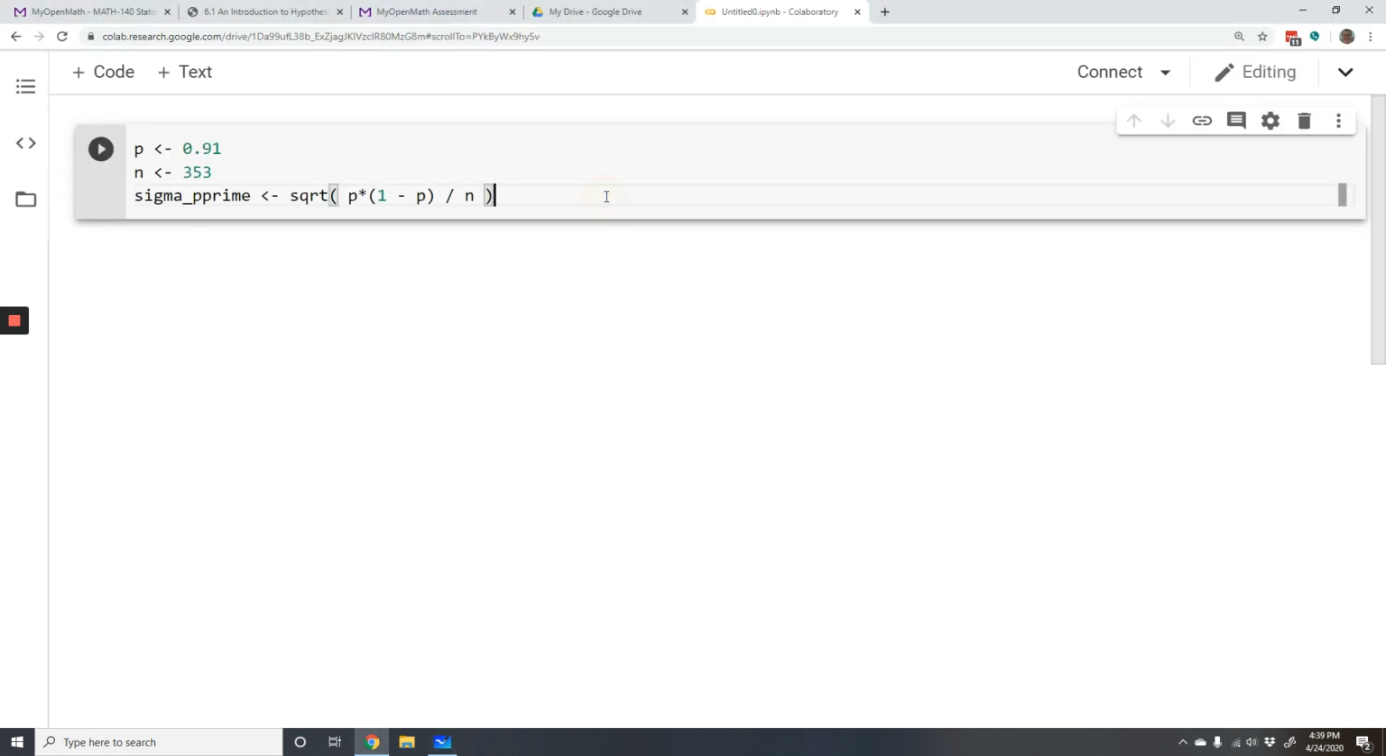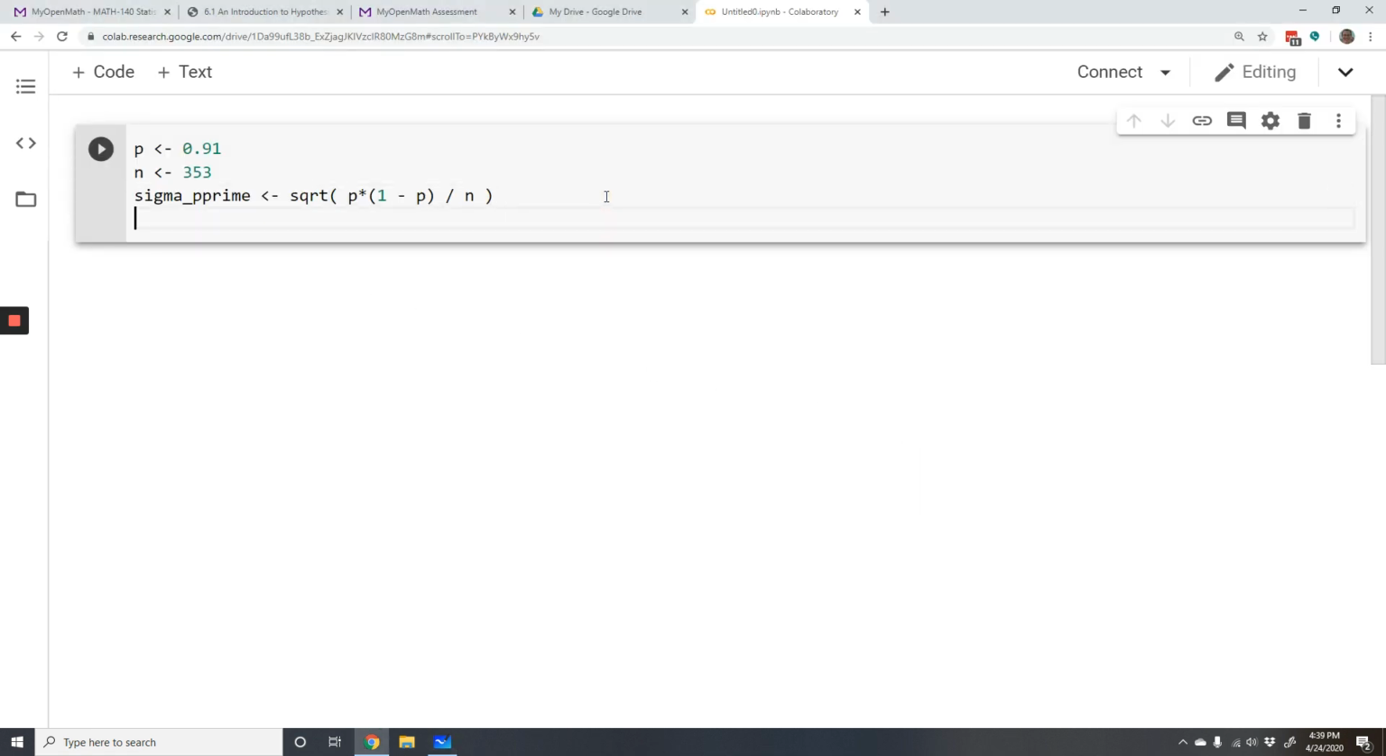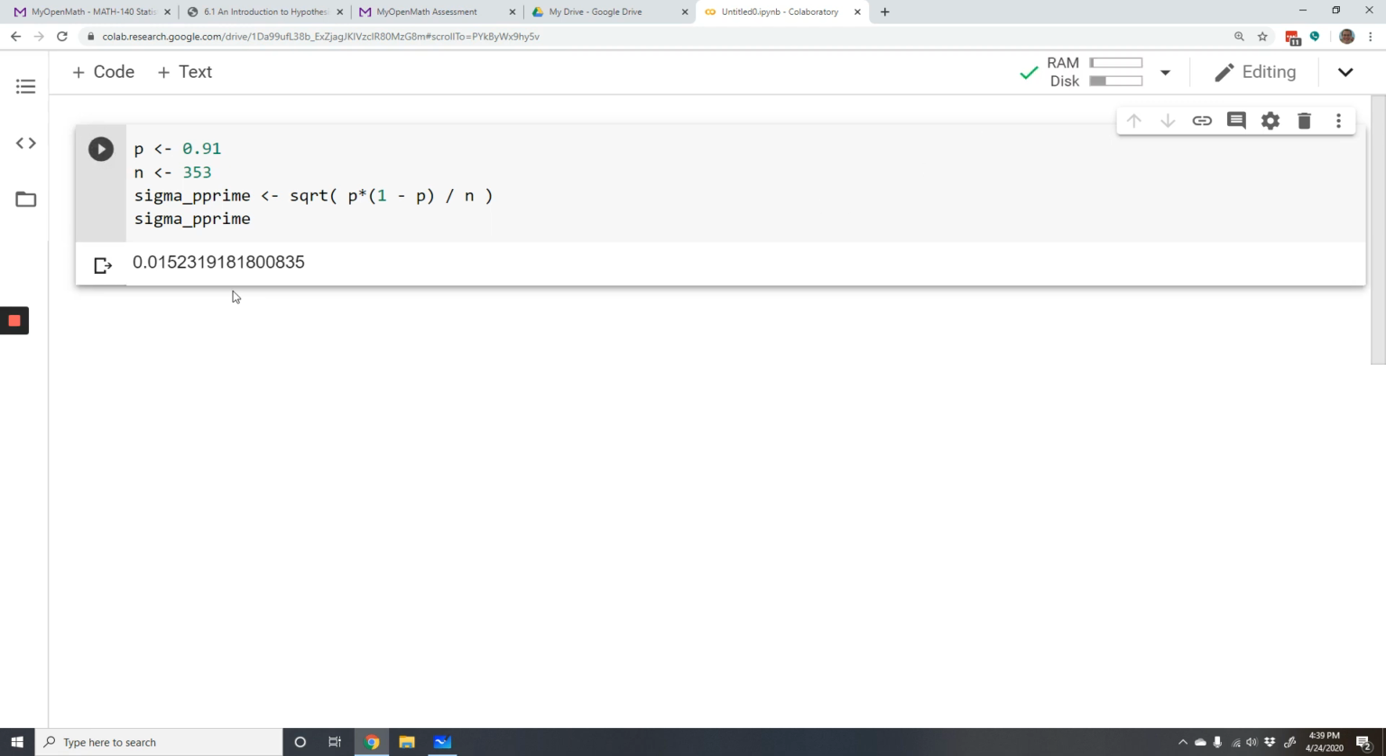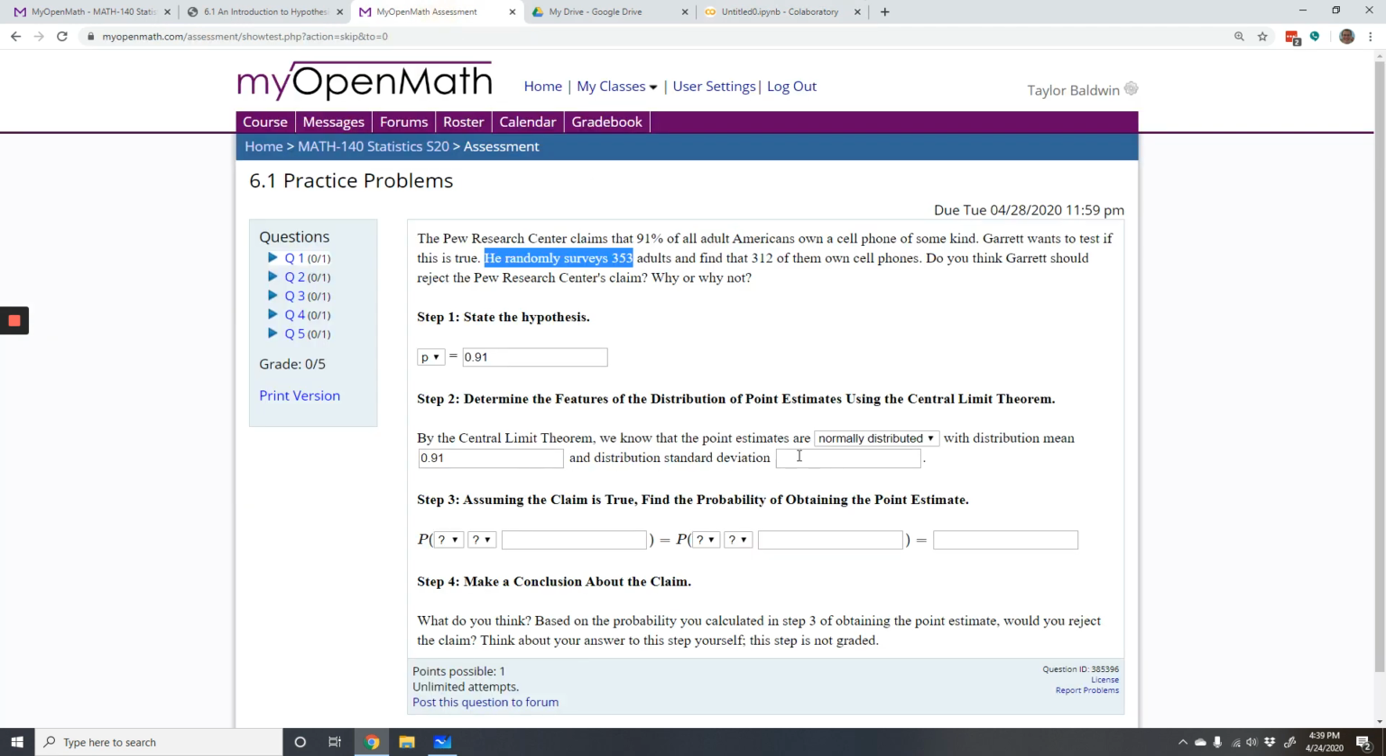Okay, so let's type that out one more time so we get it printed out to the screen. It'll take a moment to connect, and there we go. So that is our standard deviation of sample proportion. So I'm going to copy that and put it into the appropriate box here. Okay, so step 2 is done.